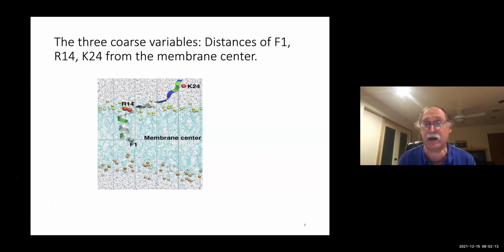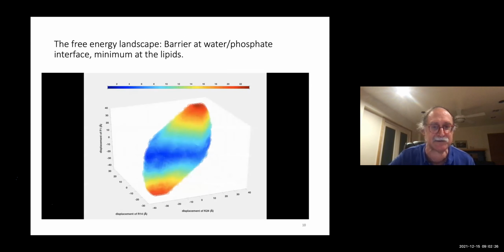We tried many other coarse variables, like the trivial one, the center of mass of the peptide, and things like this, but these three work for us the best. They're probably not unique, but they're working for us, at least for the calculation that I'm going to present.